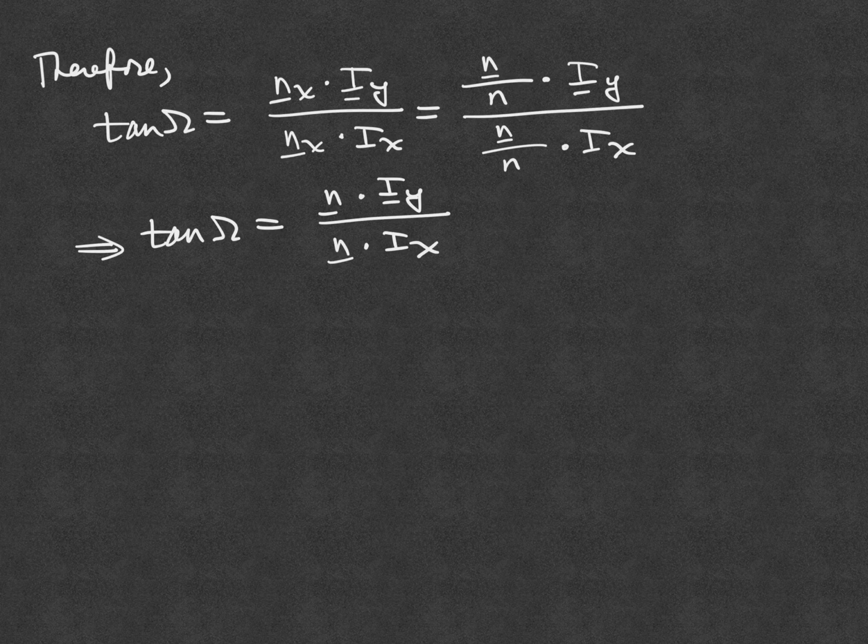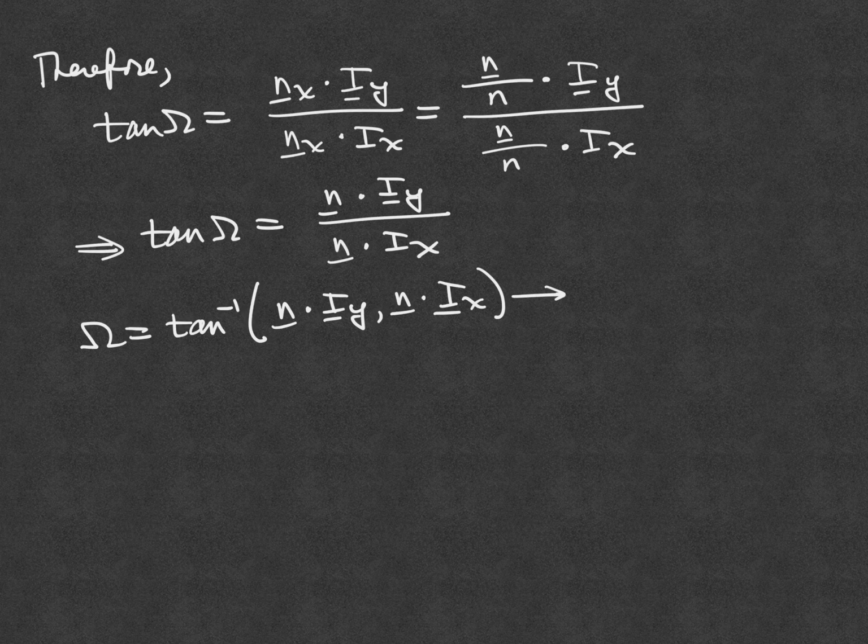So what we're going to do is take the inverse tangent, using what's called a four-quadrant inverse tangent. So omega is going to equal the inverse tangent of n dotted with iy, n dotted with ix. This is what's called a four-quadrant inverse tangent, and it turns out that it's actually available in all computing platforms exactly in that form.